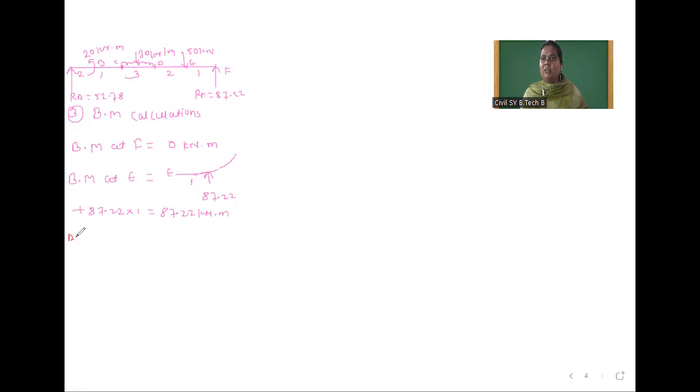After that, we will calculate bending moment at D. For this span, likewise here 87.22. This is the 50 kilonewton force applied. This distance is 1 meter. This is D point. And this is 2. Now you tell me how we will calculate moment?